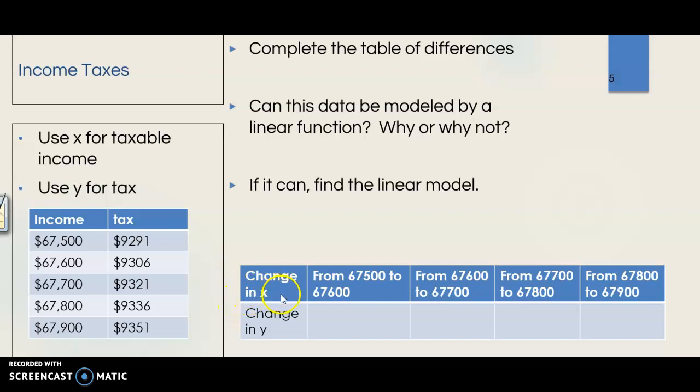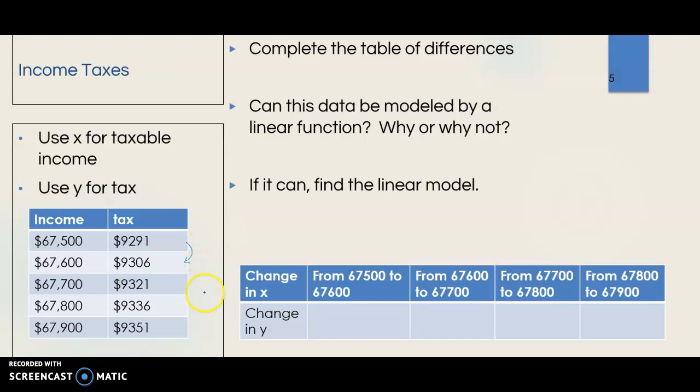So the change in X is already filled in for me, and we can see that these numbers match with the data that we have in the table. So the income is going from 67,500 to 67,600, etc., and we're to figure out the change in the Y values for those incomes. So let me grab my pen. All right, so for this first block in our column, we are going to see how much the Y value has changed from here to here.